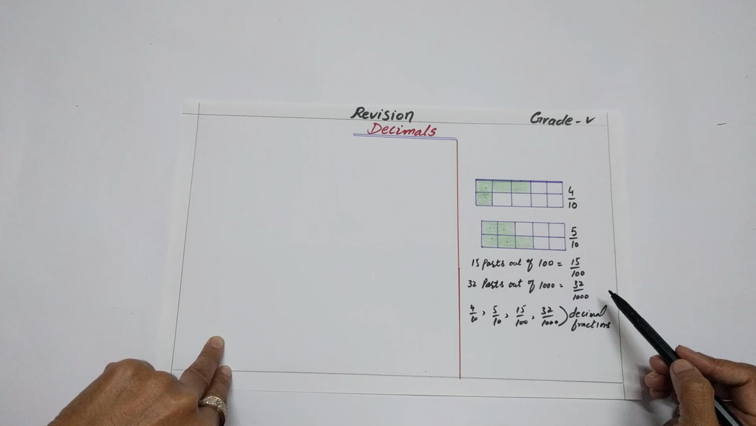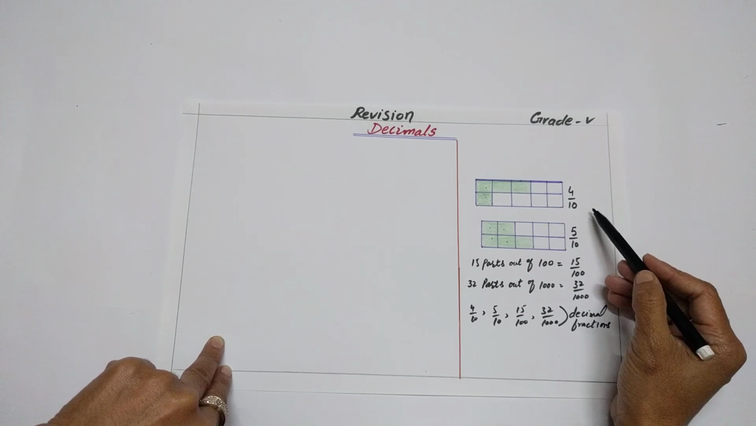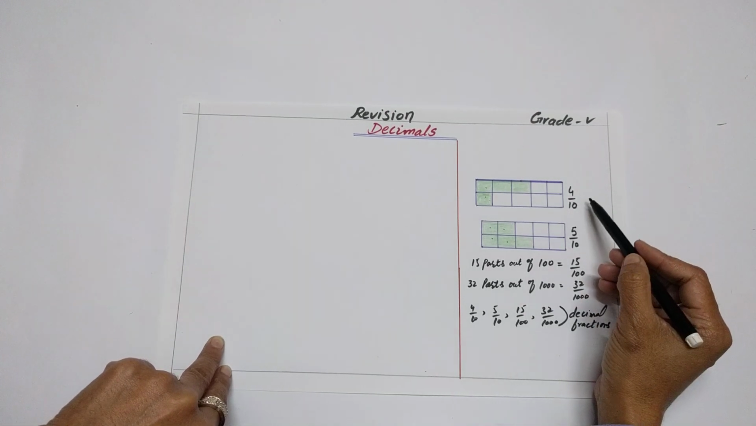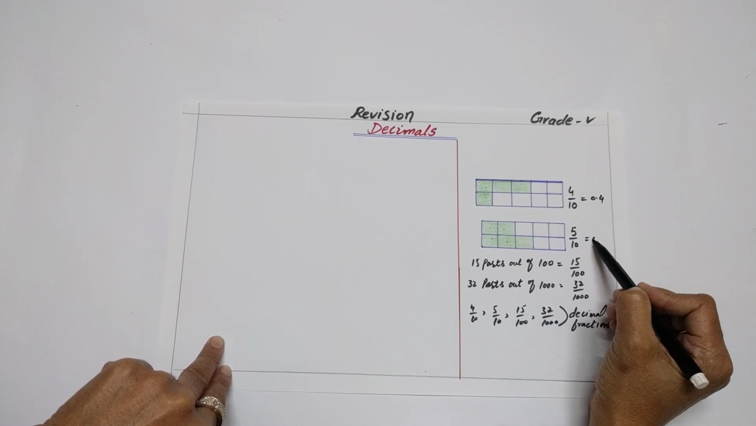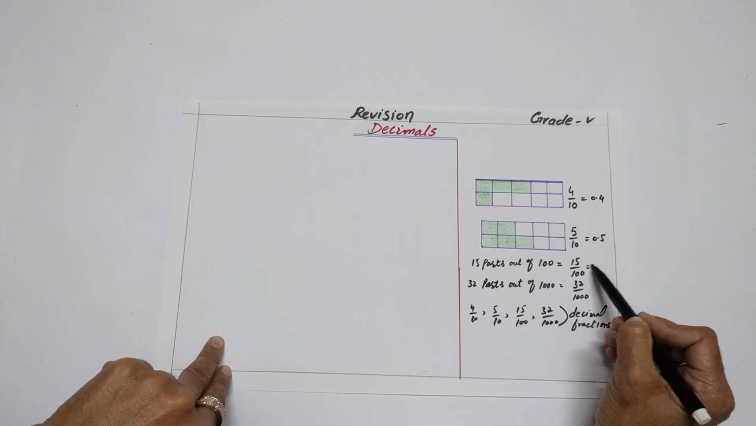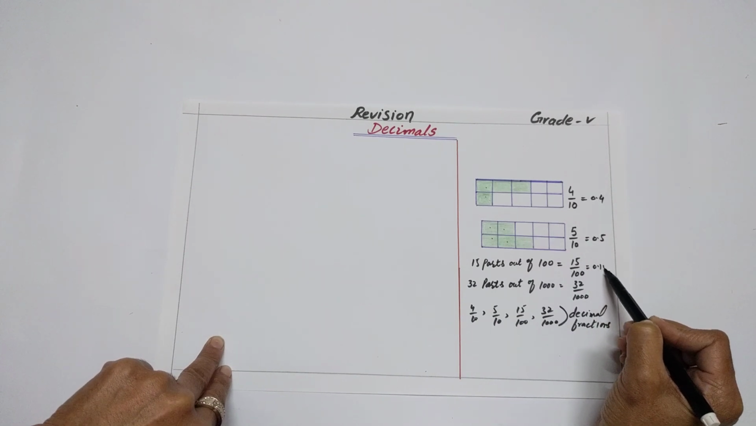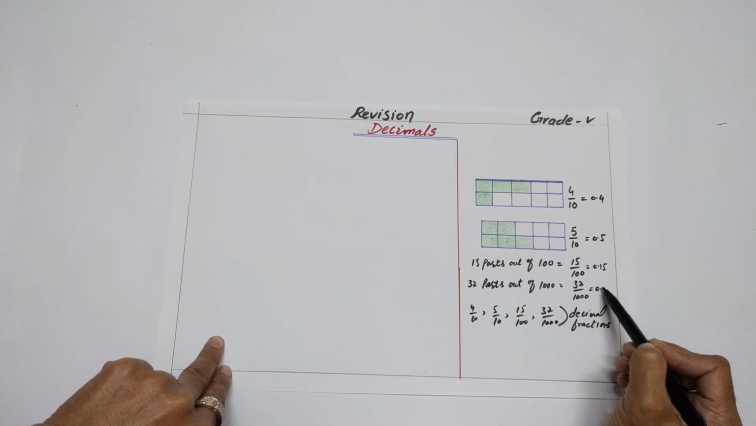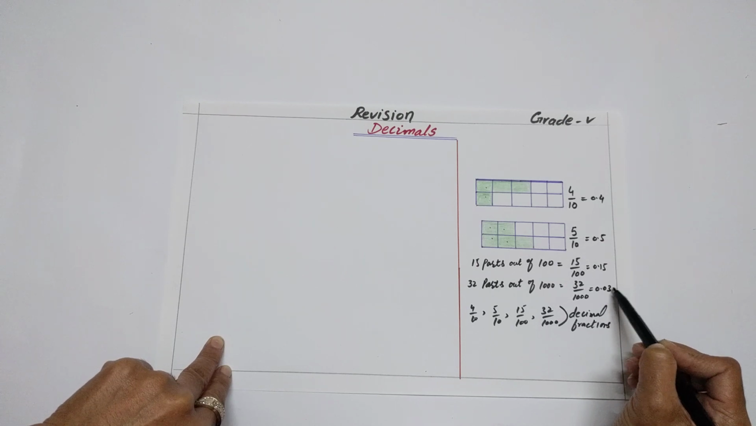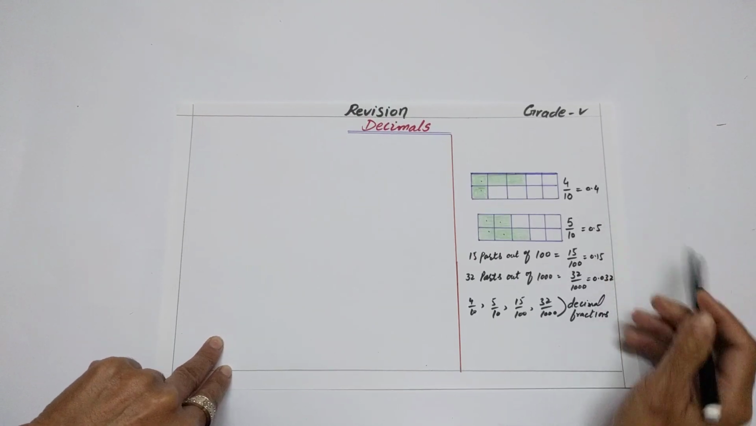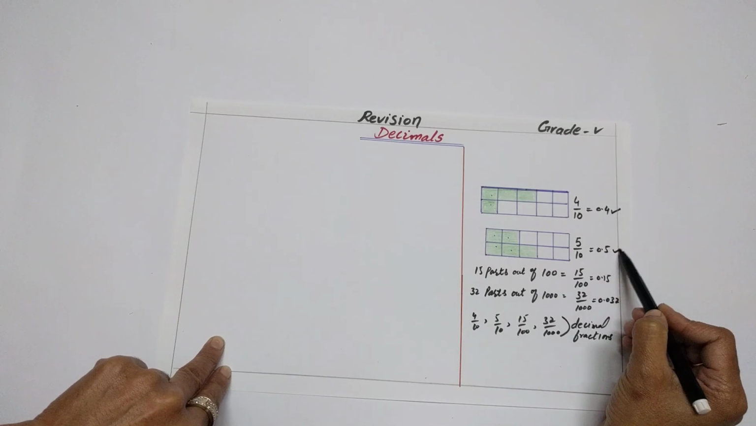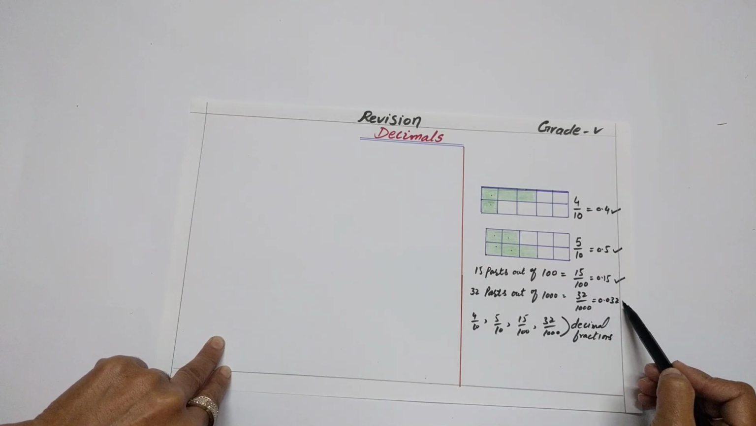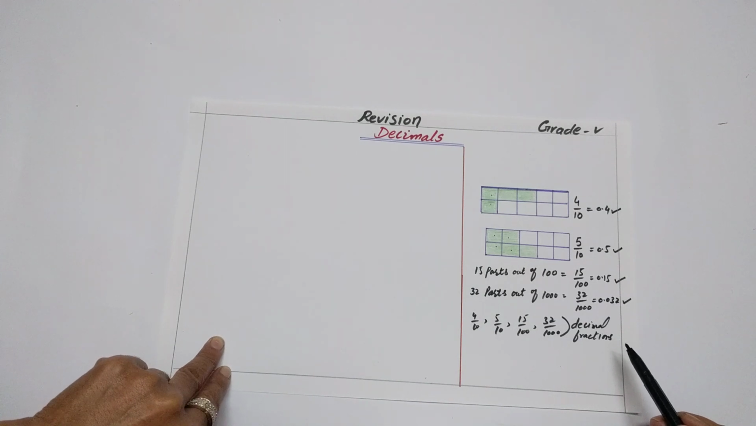These fractions you can write as 0.4, or 0.5, or 0.15, or 0.32. These numbers are called decimal numbers: 0.4, 0.5, 0.15 and 0.32. These are called decimal numbers.